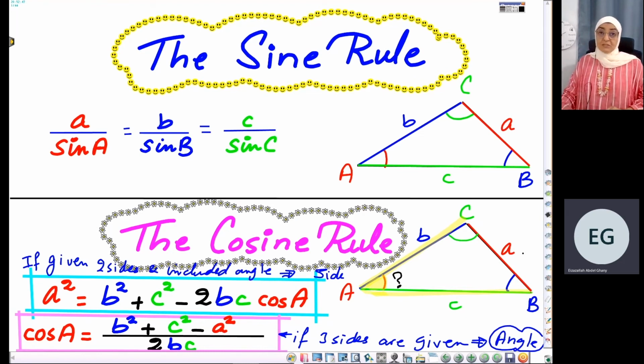It will give you 0 point something or negative 0 point something. If it is positive, the angle is acute. If it is negative, the angle will be obtuse. If it is 0, the angle is right angle, of course. So now the same song, which is power 2, power 2, power 2, big 2, here plus, then minus.